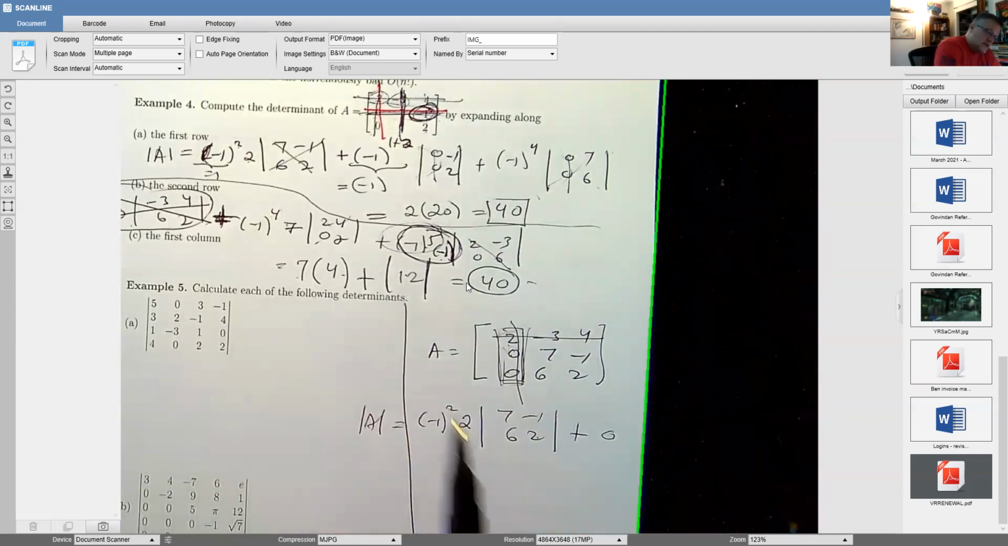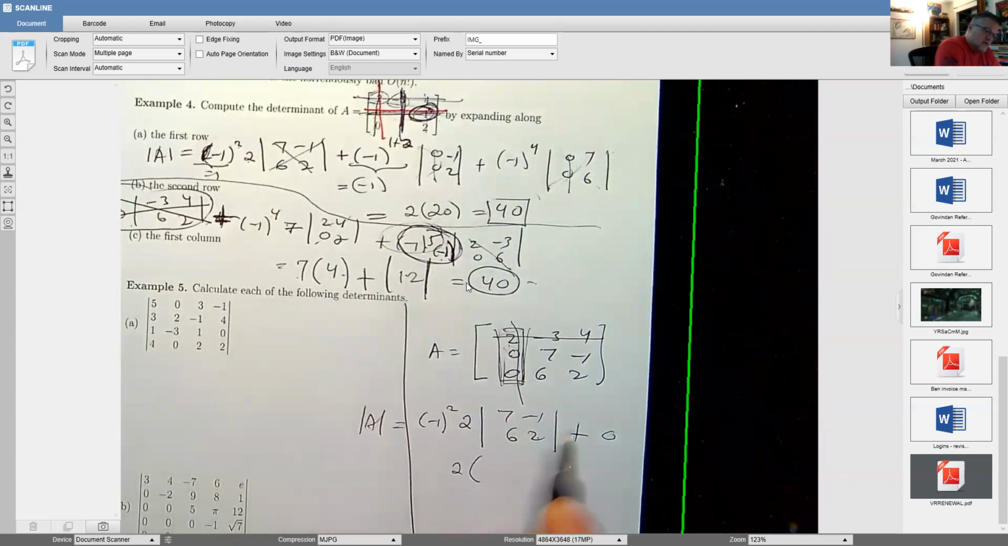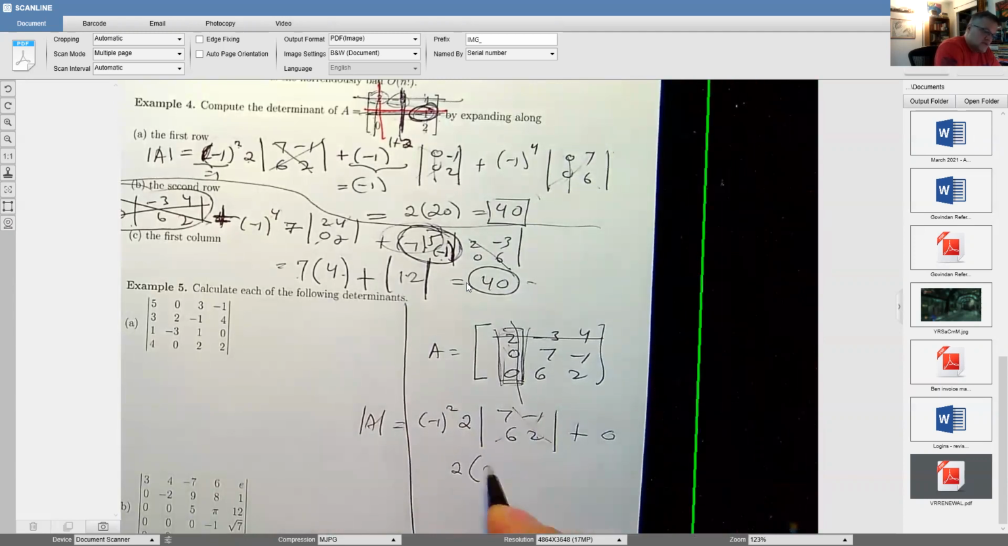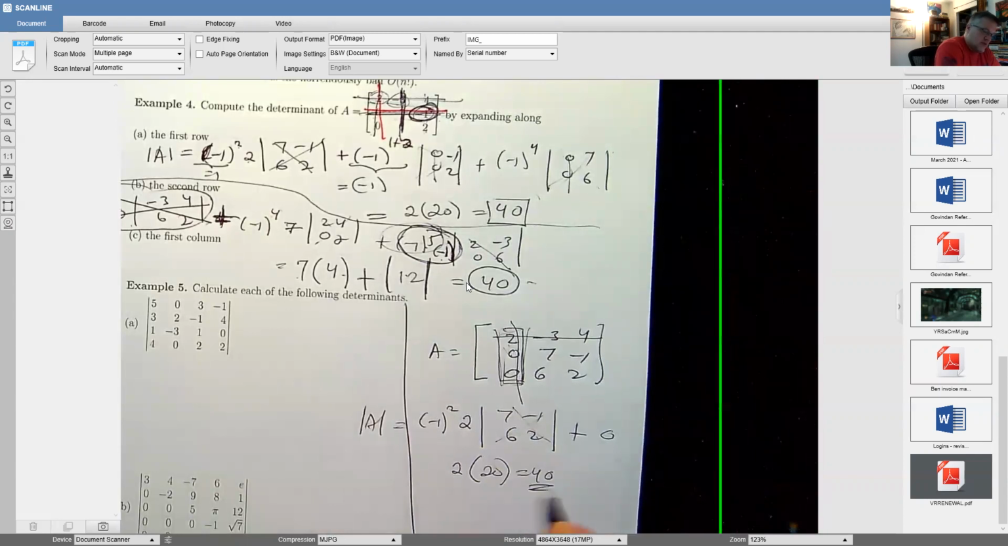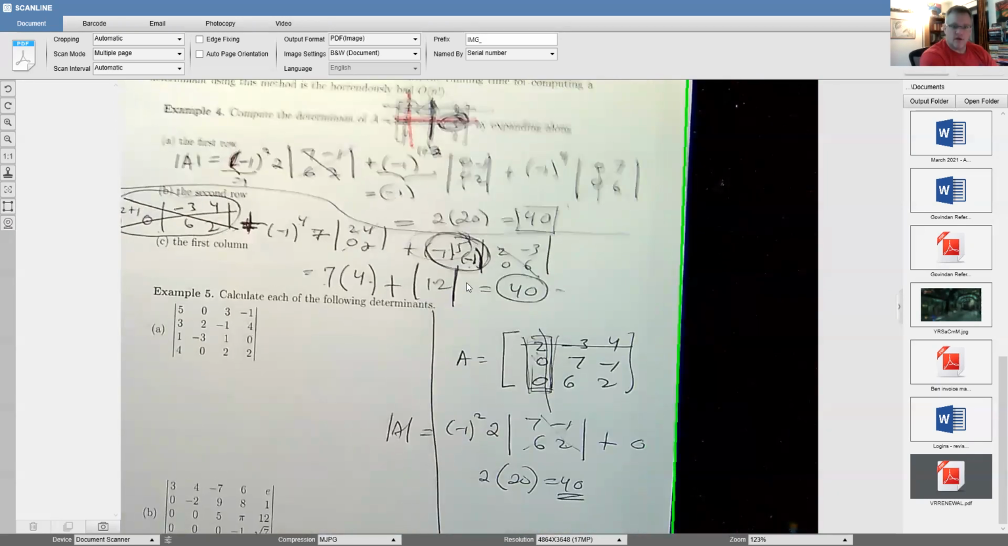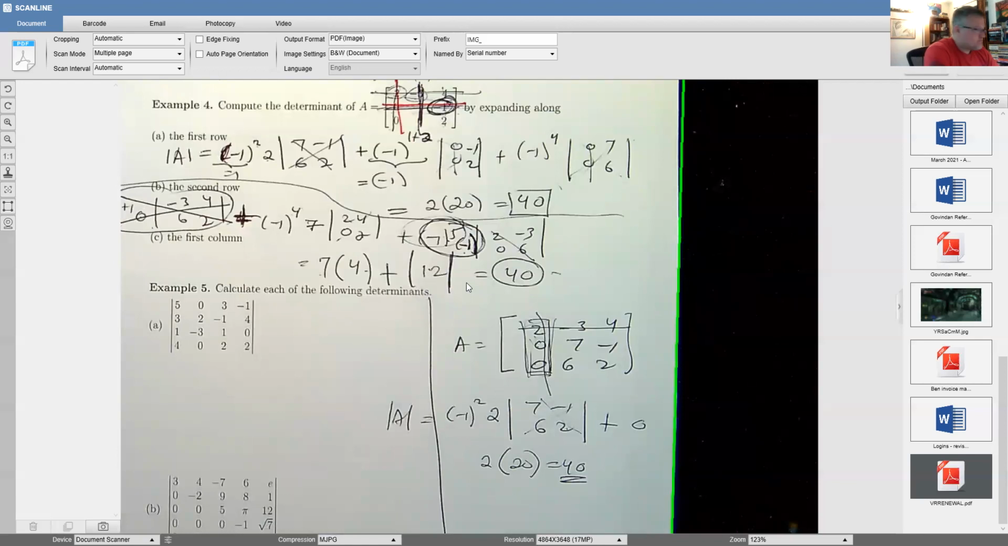And so the determinant is just this guy. Negative 1 squared is 1. That's times 2. 14 minus a negative 6 is 20. And I indeed get my 40 back, right? So that's much easier to deal with. All right. And so that's how you compute. You can switch no matter which row or column you're using. You can switch them up using that.